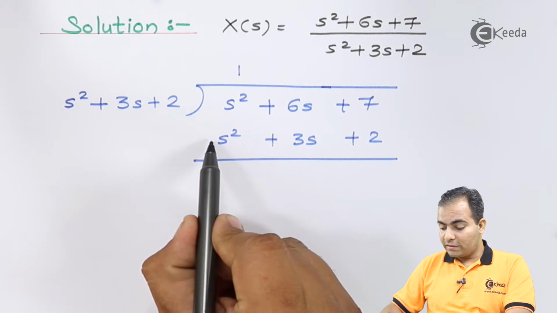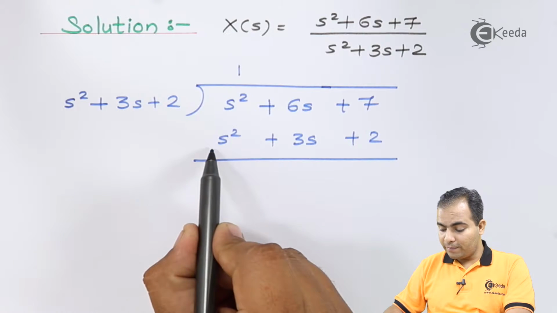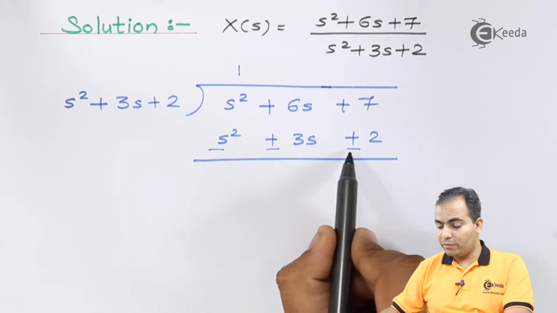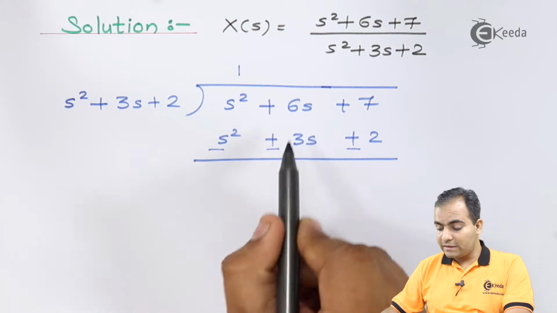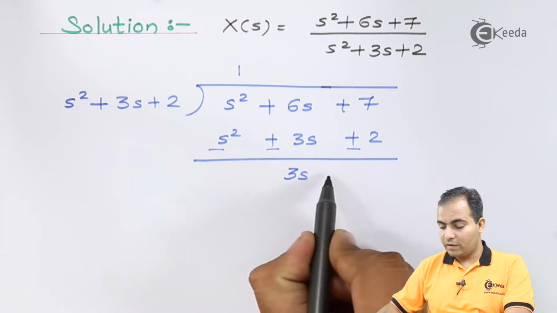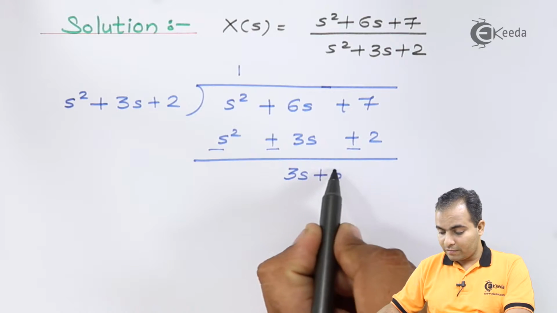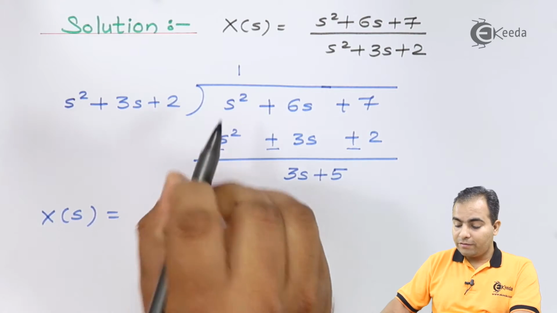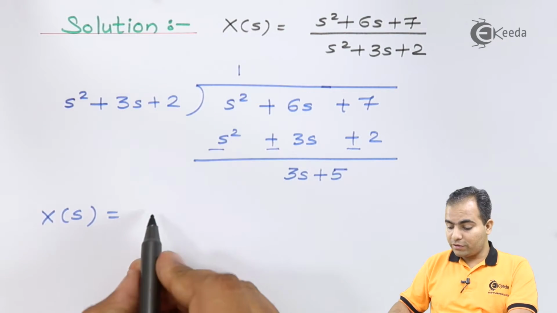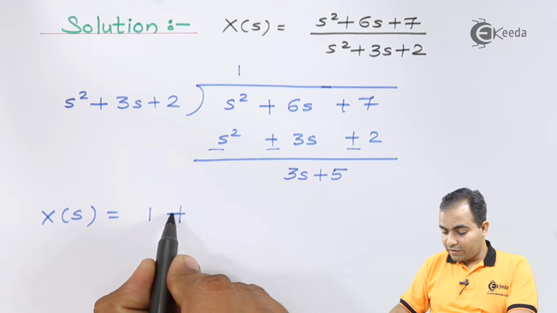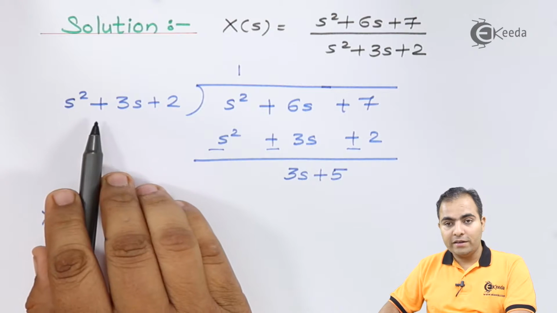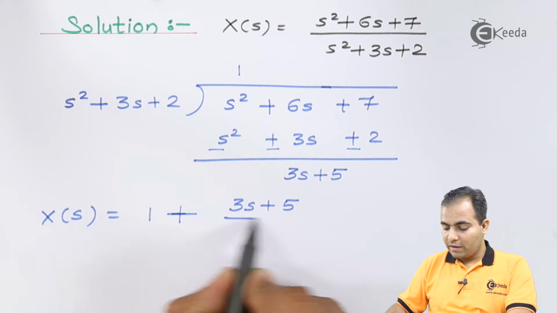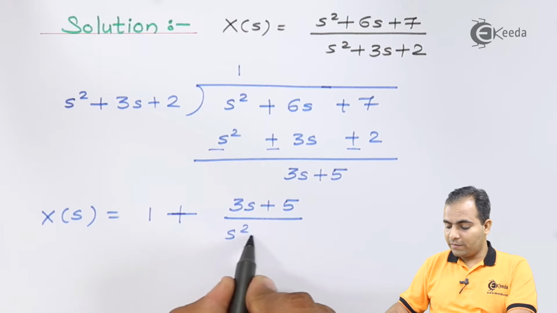What is the next step? Here the signs of all the terms are positive, so we'll replace them with the opposite sign. So s square is negative, 3s is also negative, and 2 is also negative. This s square will get cancelled. 6s minus 3s becomes 3s, and 7 minus 2 becomes 5. So how do we write the X of s equation? First of all, we will always write the quotient value. Here my quotient value is 1, plus what is remaining? The remainder over the divisor. So we write the remainder in the numerator, that is 3s plus 5, and the denominator is written as it is, s square plus 3s plus 2.